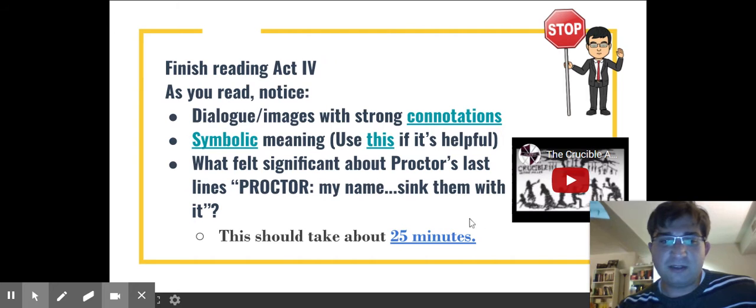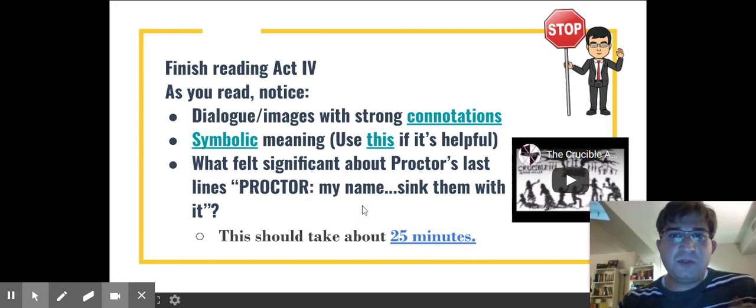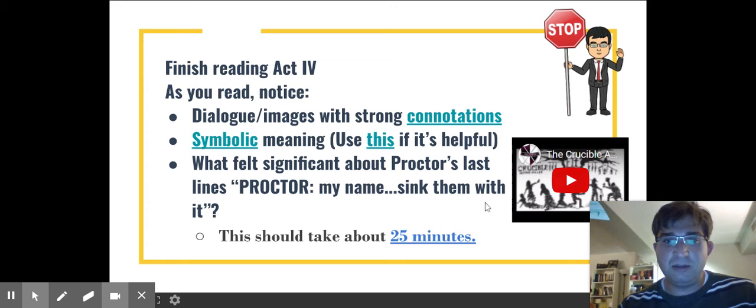As always, there's an audiobook here. It is just Act 4. My goal is for this whole activity to only take you about 25 minutes. It's about 20 minutes if you just read Act 4 straight through with the audiobook. However, the audiobook does not read the stage directions, so if you just listen, you might not be able to follow what's going on. But if you read as you listen, you will get a picture in your head. And I figured about 5 minutes to jot down some notes.